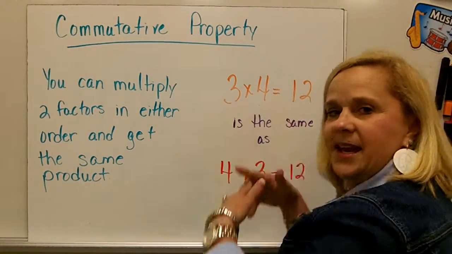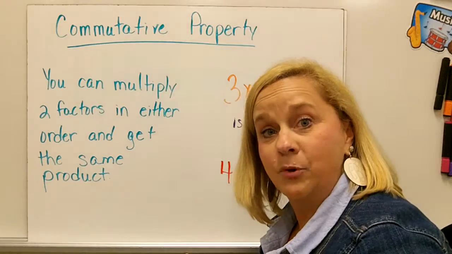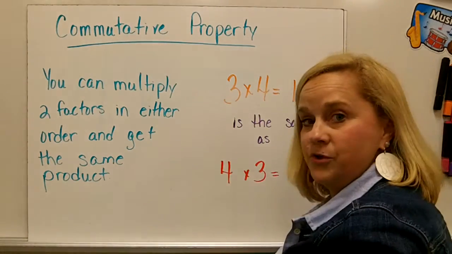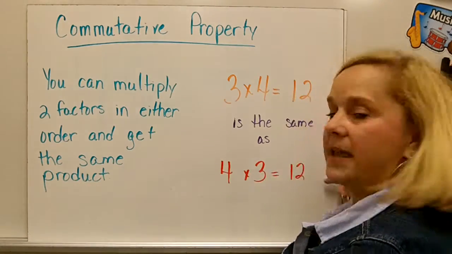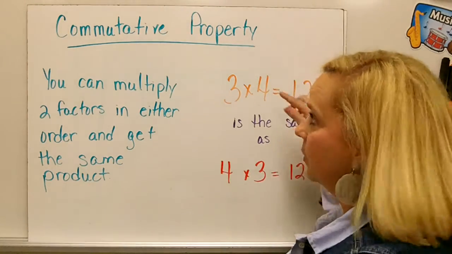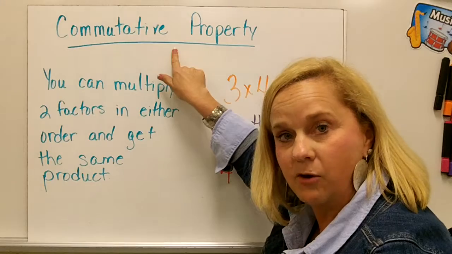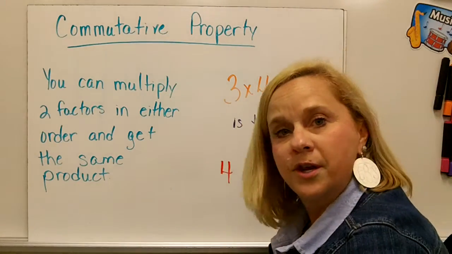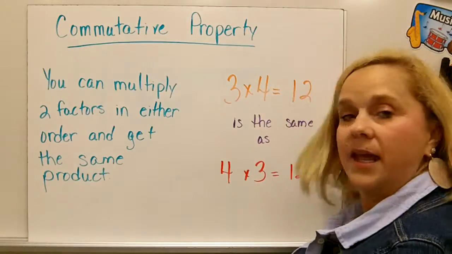Notice that these, and I like to think about houses in a neighborhood that are side by side. I can switch those. They're still neighbors, and they still are going to equal the same thing. So I think about communities when I think about commutative property, and it doesn't matter what order the numbers come in, the answer is still the same.